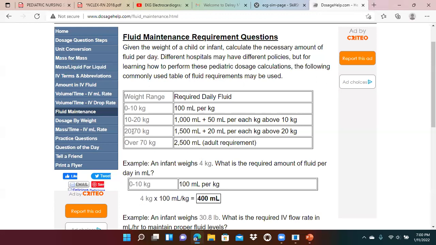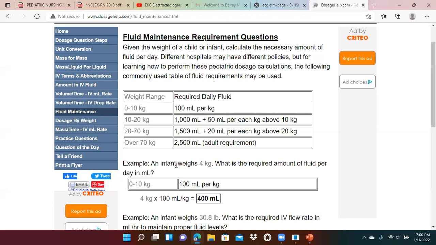So it just depends. Is it 30, 40, 50, 70? So 20 ml per each kilogram above 20 kilogram. If over the 70 kg, it is 2500, which means adult requirements. We have to memorize it.